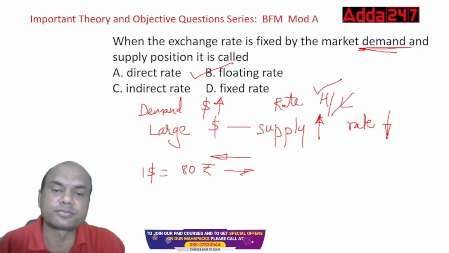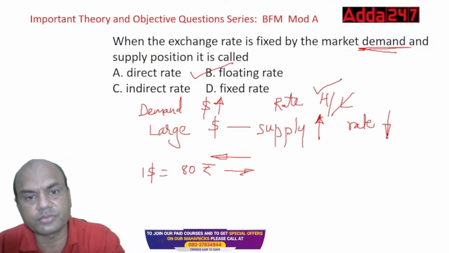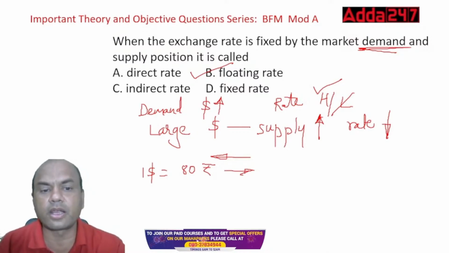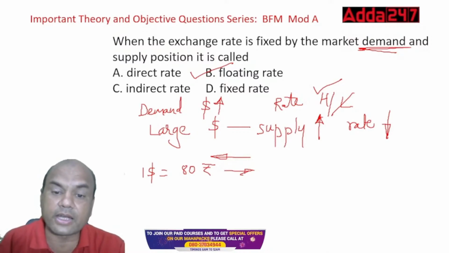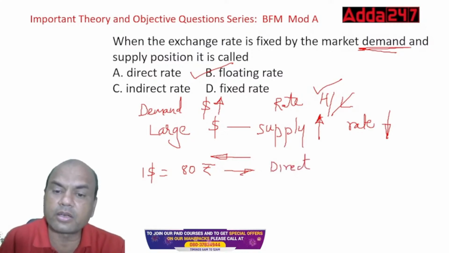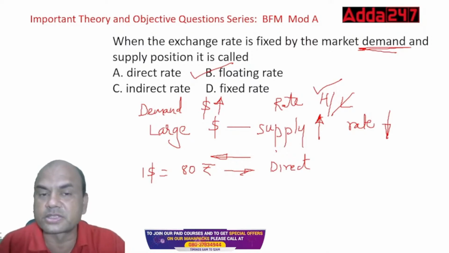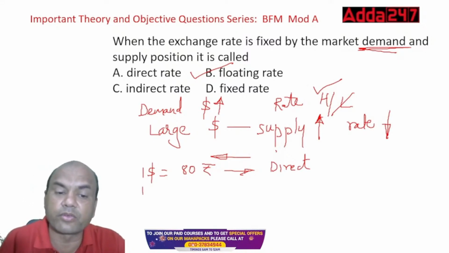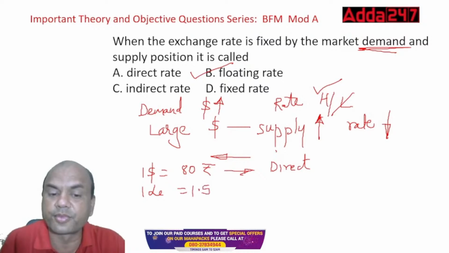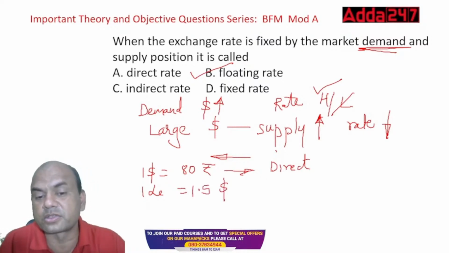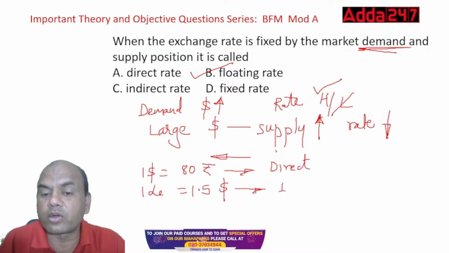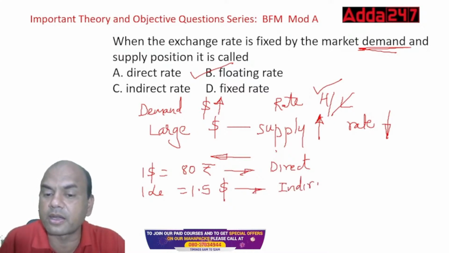What is this called as? What do you say, guys? Direct or indirect? It is called as direct rate. Remember, the logic is simple. Your dollar is fixed and your rupee, the local currency, is fluctuating. It is called as direct rate. Indirect is the reverse. Suppose I give you £1 equals $1.5. So here what is happening? Dollar is fluctuating. So this is called as indirect rate. When your dollar is fluctuating, it is called as indirect rate.